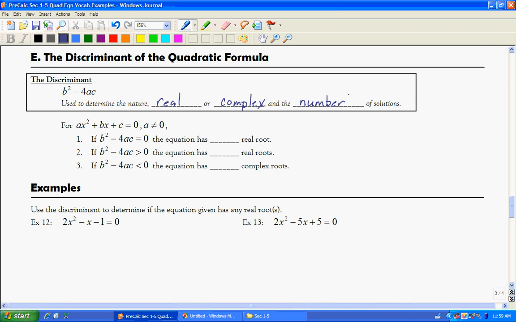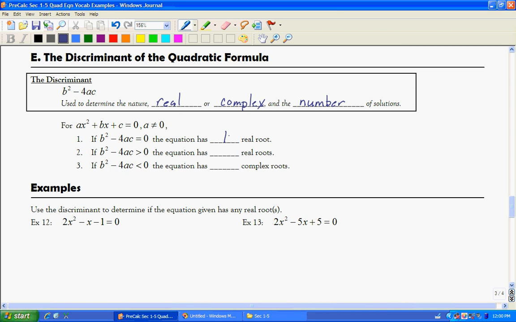So if you have a quadratic equation, and the part under the radical, which is called the discriminant, which is b squared minus 4ac, does not include the radical symbol, if that equals 0, then we're going to have one real root, or one real solution to our problem.